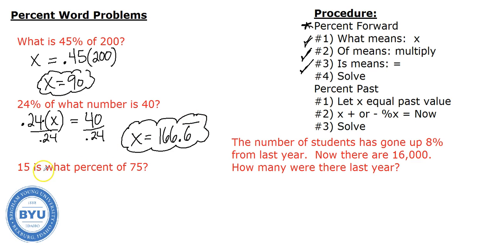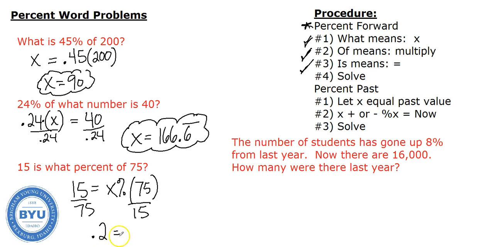Excellent. 15 is what percent of 75? So let's write it out. 15 is, that's an equal sign. What percent is going to be X. Of means multiply. So to do that, I'm going to divide both sides by 75 to get X by itself. 15 divided by 75 is 0.2. And so we're going to need to convert that to a percent. And so we find out the answer is 20%. Those are examples of percent forward problems.